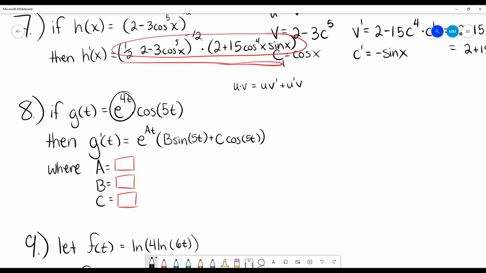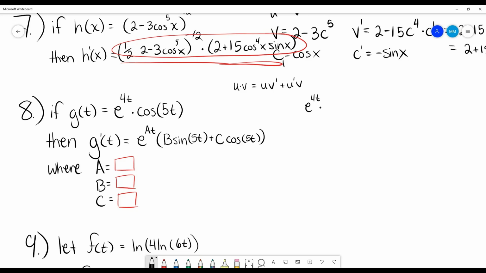So it's our first term times the derivative of our second term plus the derivative of our first term times our second term. And I always just write this so I don't forget. And so we'll first see we've got our first term, so it's going to be e to the 4t times the derivative of cosine of 5t. And this is where our chain rule comes in, right there, right?